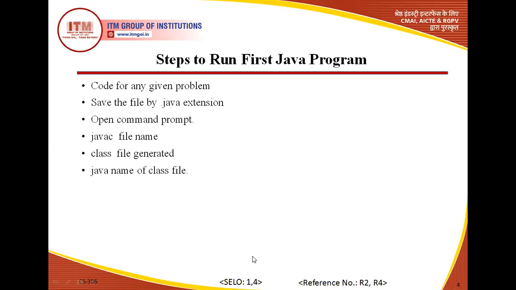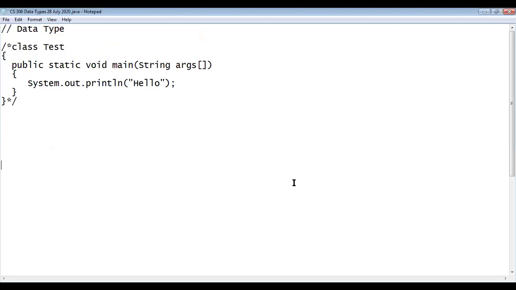For that, I will display some important points here. First, what we require is to code the program. So I will display what my program is. This is my first program, class test, and here this is actually the comment. This is the comment we are supposed to write.